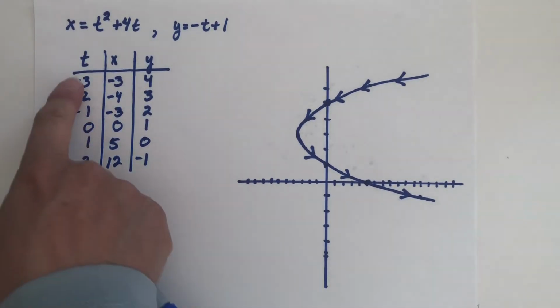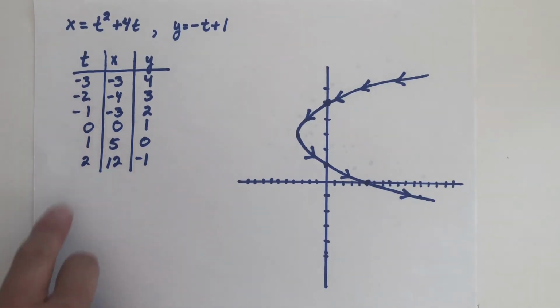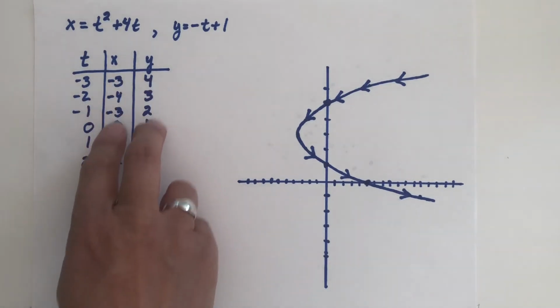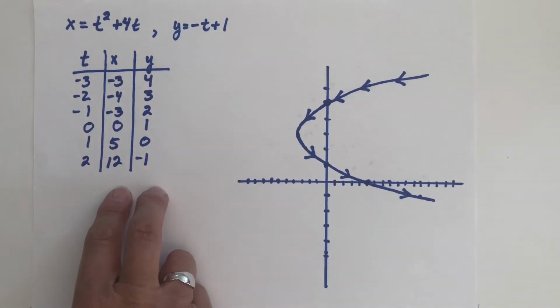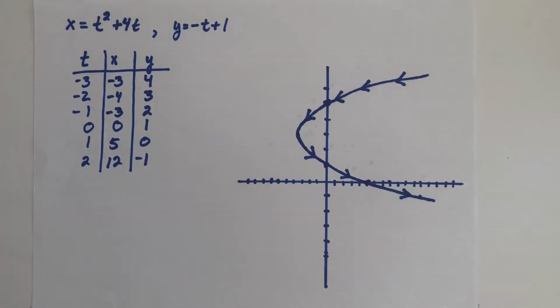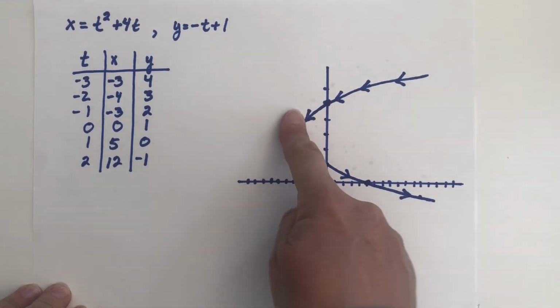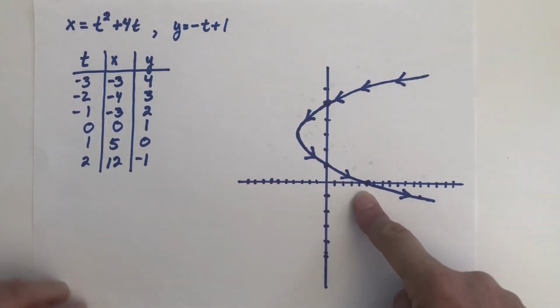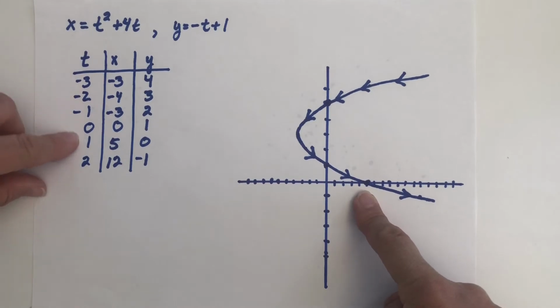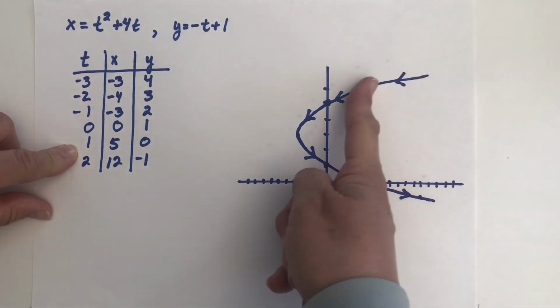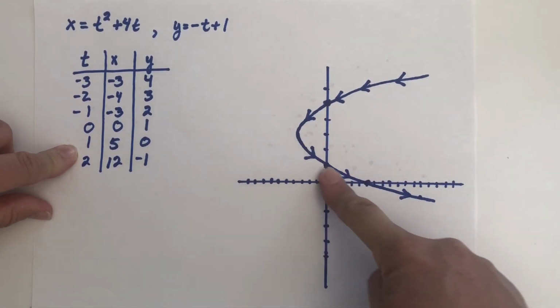And notice I put in these t values, and here are the corresponding x and y coordinates. And here's what I want you to notice. This time, the orientation is in this direction, right? As t gets larger, the points on the curve are going in this direction.